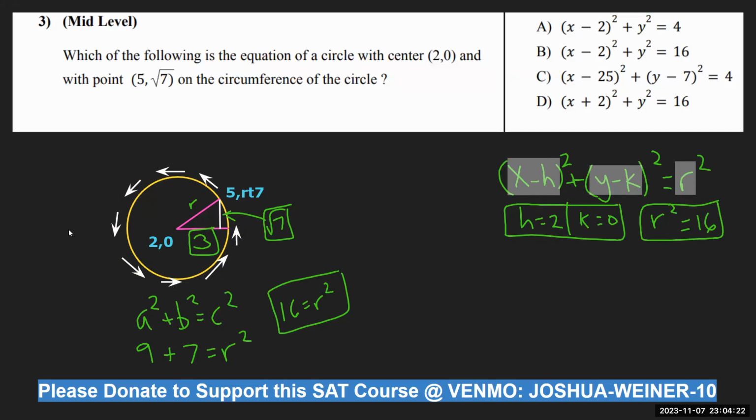All right, let's put those measurements in place. Here we go. We have x minus 2, squared, plus y minus 0, which is just y squared, equals 16. That is the correct formula for this circle that we're interested in for question 3.